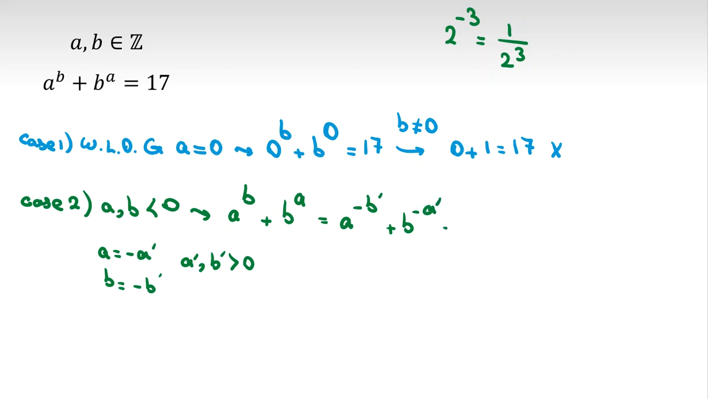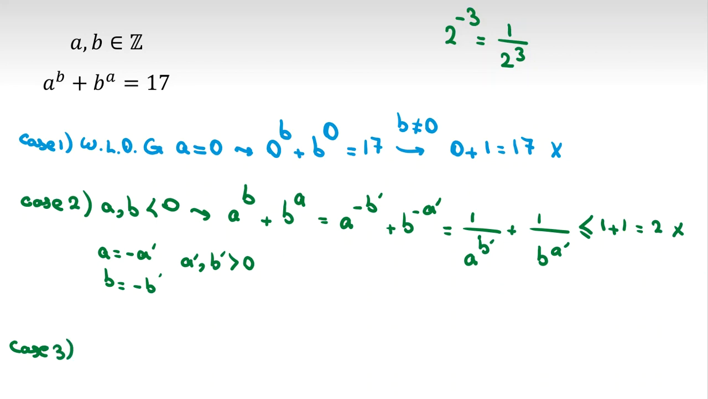A to the B plus B to the A will be 1 over A prime to the power of B prime plus 1 over B prime to the power of A prime. Now, A prime is an integer, B prime is positive, so the denominator is at least 1. So the whole fraction is at most 1. 1 plus 1 is 2, but we know it should be 17. Again impossible.